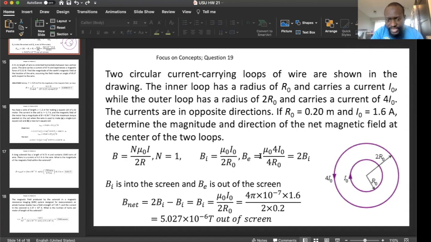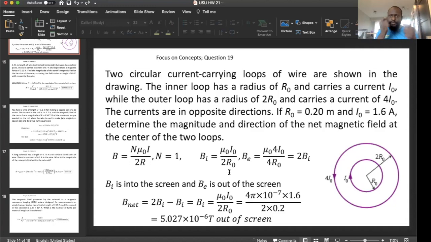And the magnetic field for the external one, the bigger circle, is mu0. The current is 4I0 over 2. R is 2R0, so it's going to be 4R0 now. So 4 cancels 4. I just have mu0 I0 over R0, and that is just twice B internal. So B external is twice B internal.